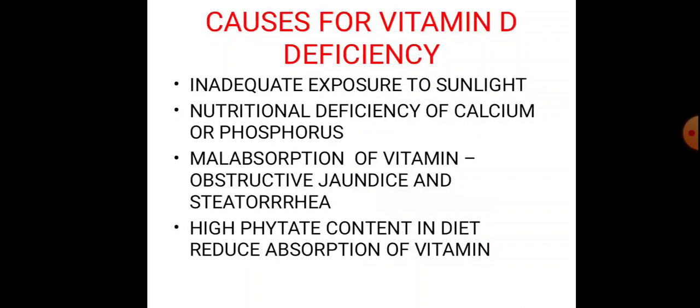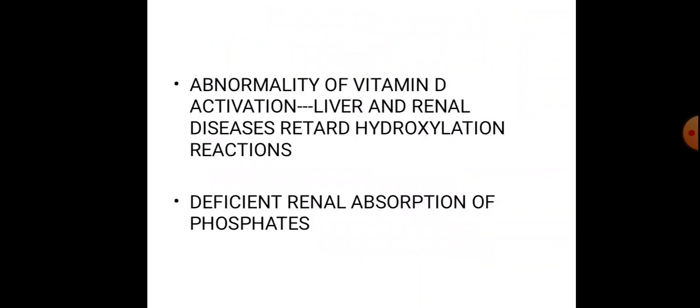Which are they? Inadequate exposure to sunlight, nutritional deficiency of calcium and phosphorus, malabsorption of the vitamin in obstructive jaundice or steatorrhea, high phytate content in the diet which reduces absorption of this vitamin, and also abnormality of vitamin D activation in the liver and kidney due to liver and renal diseases, and also deficient renal absorption of phosphate.